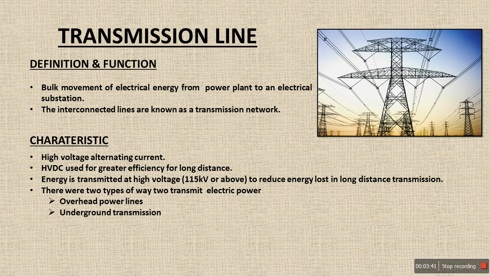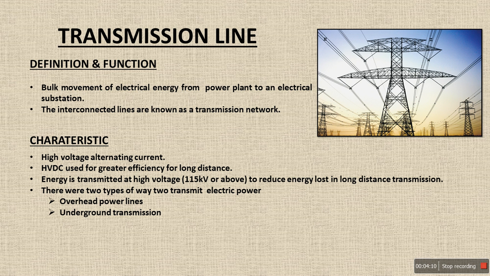Okay, the next element is the transmission line. Transmission line is about the movement of electrical energy from a power plant to an electrical substation, and the interconnected lines are known as a transmission network. The characteristic of the transmission line is that high voltage alternating current is used, and also high voltage direct current is used for greater efficiency for long distance transmission.